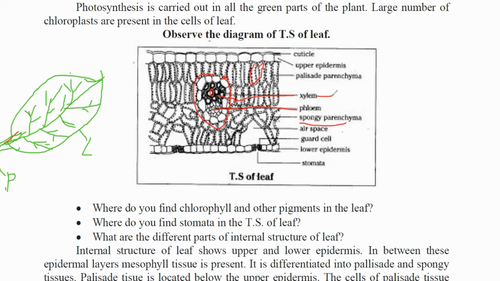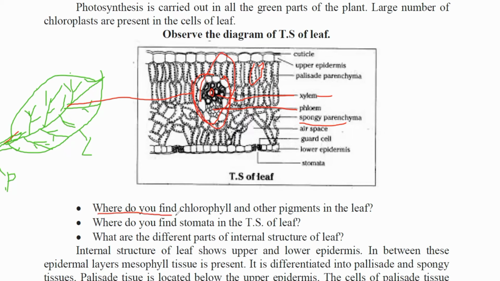The vascular bundle is centrally located in the transverse section of the leaf. This indicates that the vascular bundle is in the midrib part only. You have to keep this in mind about the transverse section of the leaf.